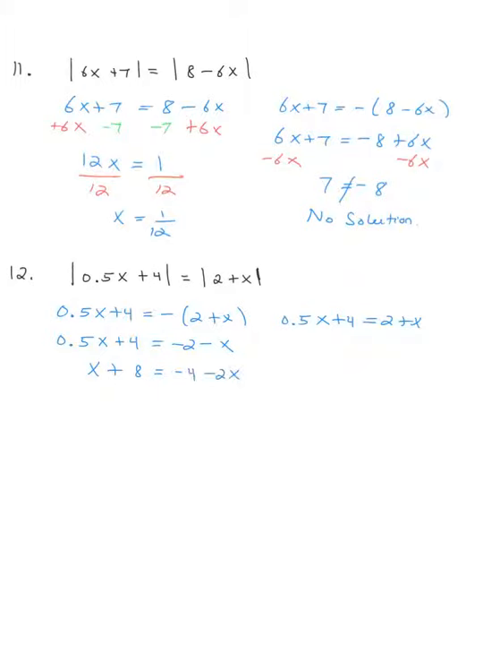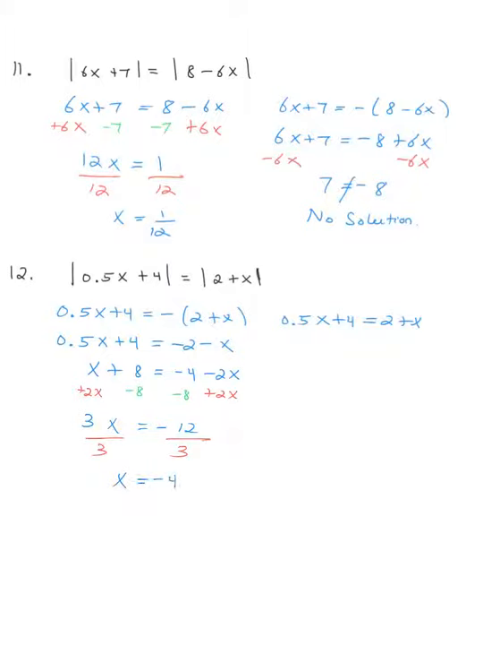Now what I'm going to do is add 2x to both sides and subtract 8. I get that 3x is equal to negative 12. And if I divide both sides by 3, I get x is equal to negative 4.